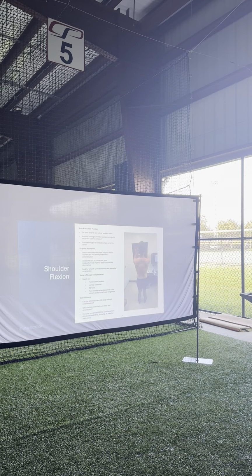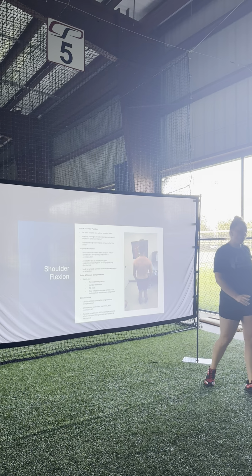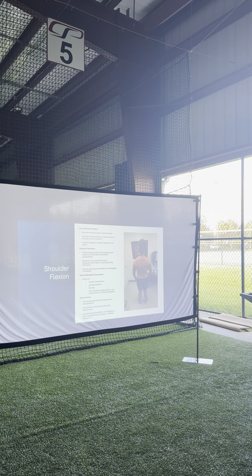So let's get into flexion. I'll play it one more time, and we'll go over this too. This is just an example of what that looks like. So, arm and shoulder position: do the arms finish in line or past the ears? And when they do this, are they compensating? Are they compensating with their rib cage?